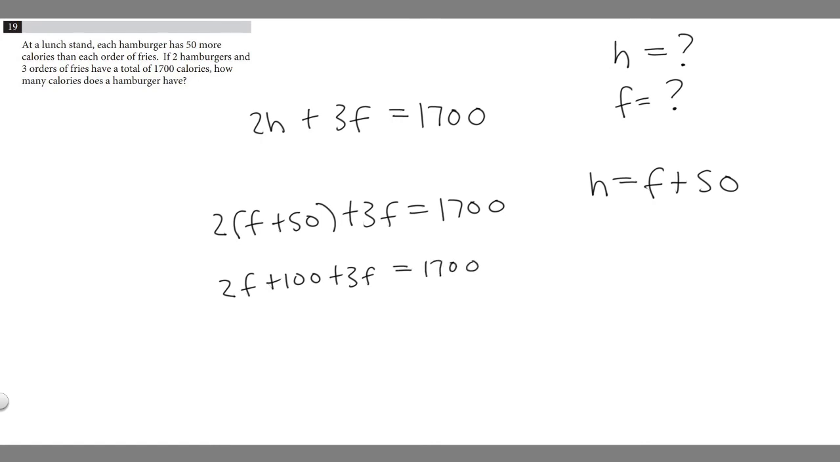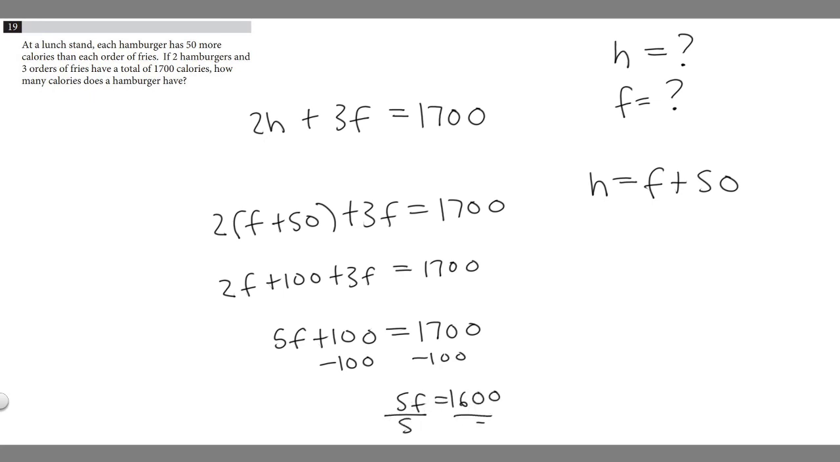And so what we can do is combine like terms. 2f plus 3f is 5f. And then plus 100 equals 1,700. And so we can solve this by subtracting 100. So 5f equals 1,600. And then we can solve for f by dividing by 5. So f equals 1,600 divided by 5. That's just going to be 320. So f equals 320.